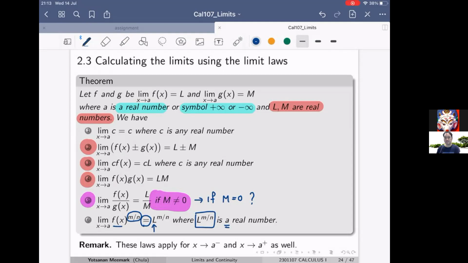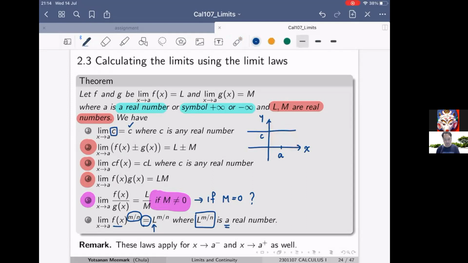Actually, the first item is pretty easy. It's saying that if you talk about the limit of a constant, it will be that constant itself. Why is that? Okay, because if you talk about a constant c, it means that this is the graph of a constant function. So, I mean, if your a is right here, okay, either you go from the right or from the left, okay, the function values are steady at that value c, okay. So the limit will go to that c, okay.